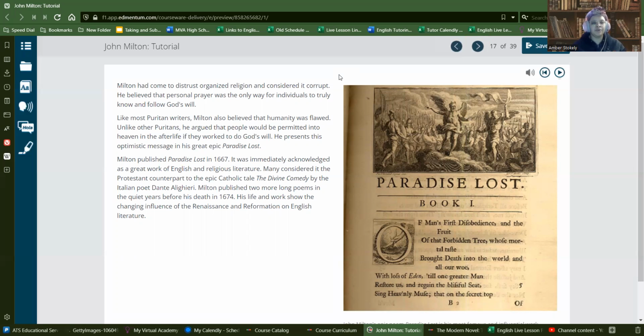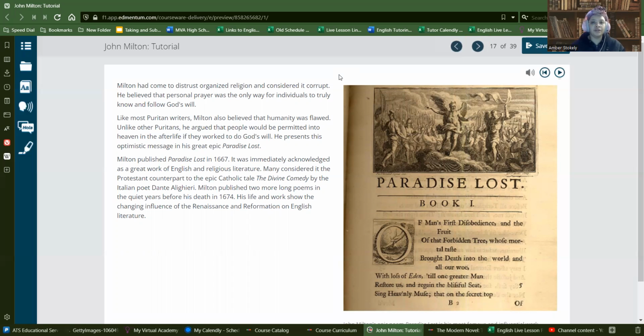He basically came to realize that he was kind of used for his writing ability, and he considered organized religion corrupt across the board. He basically said, it doesn't matter if you're Catholic or Protestant or Puritan. If you're in an organized group, the only reason why that can exist is to take advantage of you. So he thought, or eventually he began to think, that personal prayer was the only way for people to truly know and follow God's will.